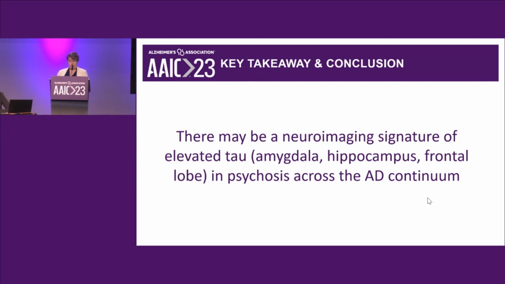So this tau signature is likely only one part of a larger multimodal neuroimaging signature of psychosis in AD, and gray matter volumetrics or white matter conductivity may help provide insight into how tau may be affecting the brain structure and function, potentially increasing an individual's susceptibility towards developing psychosis during their AD progression.